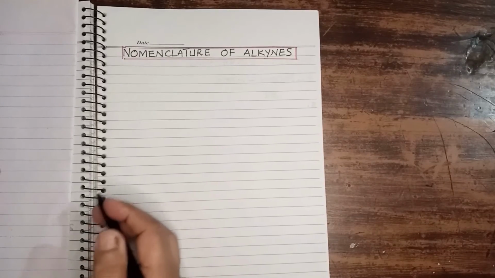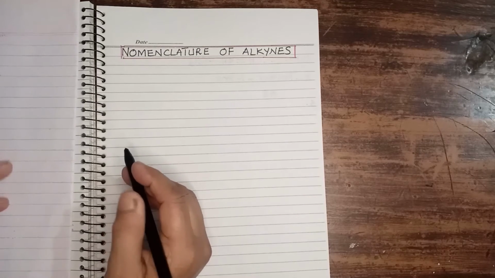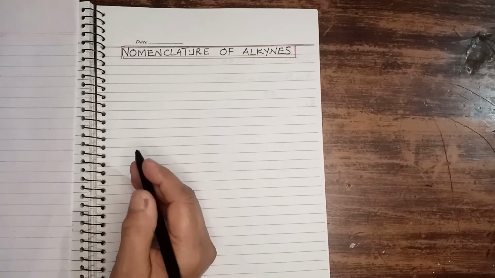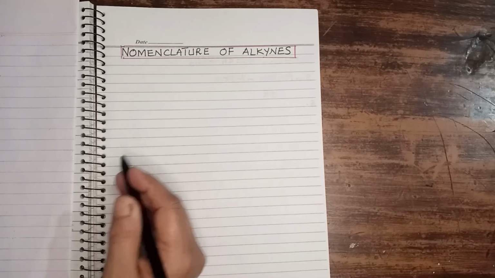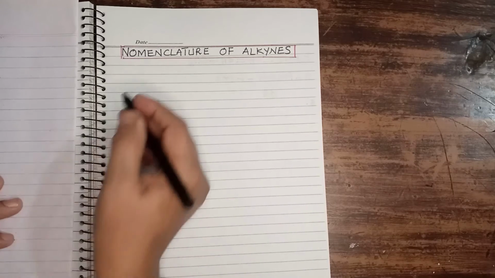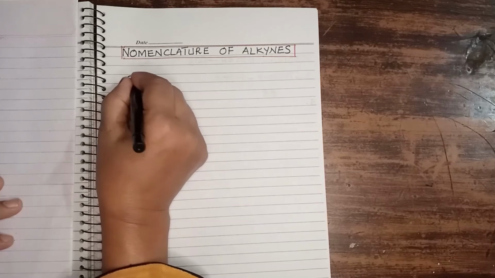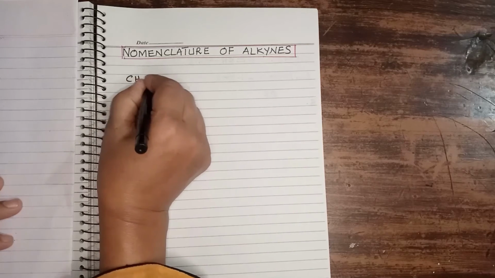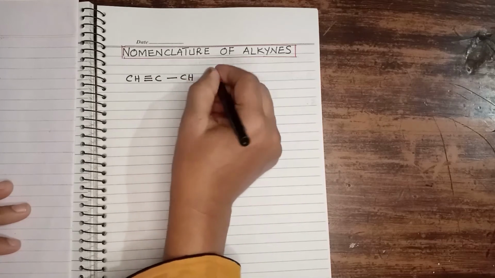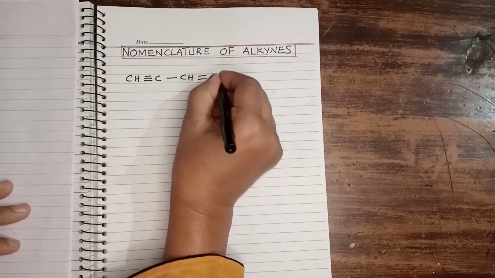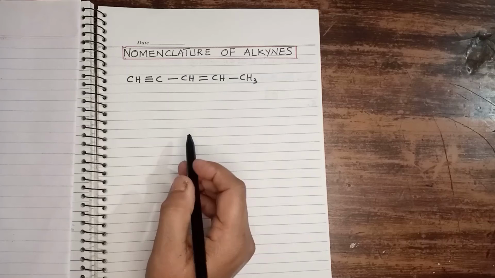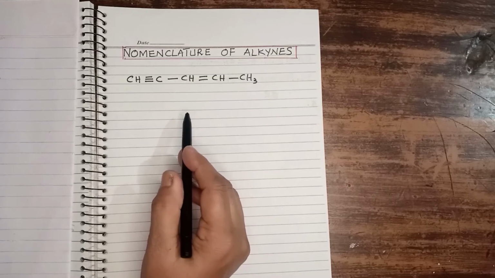Now students, see one more example. If double and triple bonds are both present simultaneously within a molecule, how can we assign the IUPAC name to the molecule? Let's see one example. If we have a molecule like CH triple bond C, CH double bond CH, CH3. This is the molecule which is given to assign the IUPAC name.